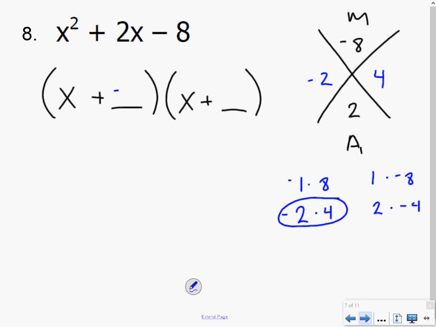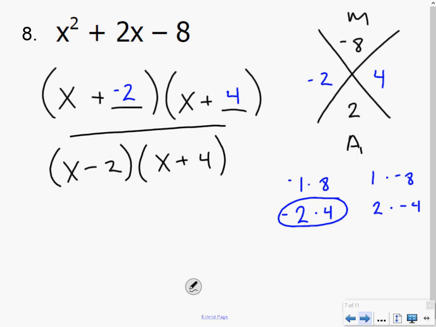So now I get my numbers. Now, this one where I have x plus negative 2, we should change so that it's an x minus 2, because anytime we're adding a negative, that's the same as subtracting. And there we go. So anytime the signs are different, it makes it a little more complicated.